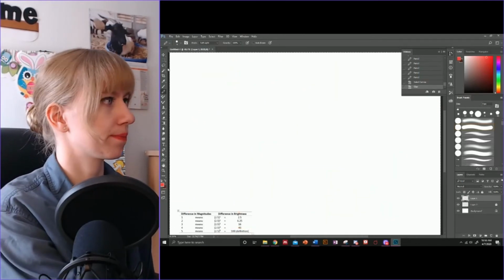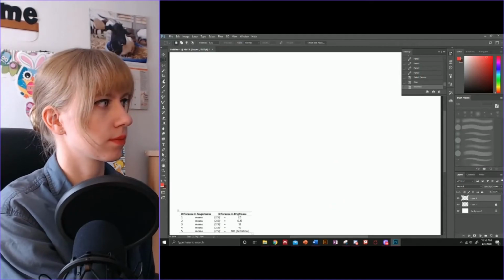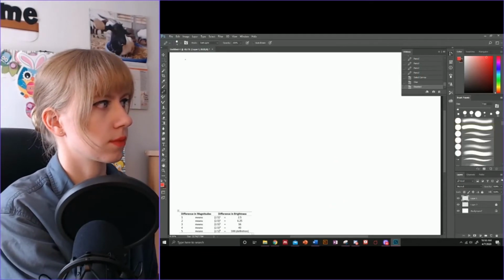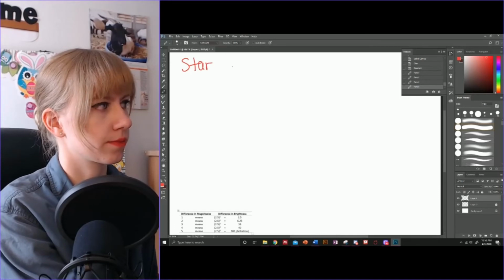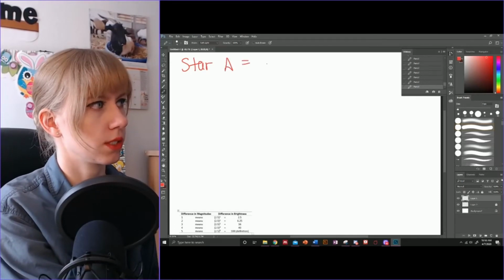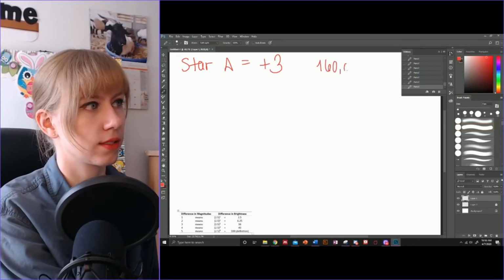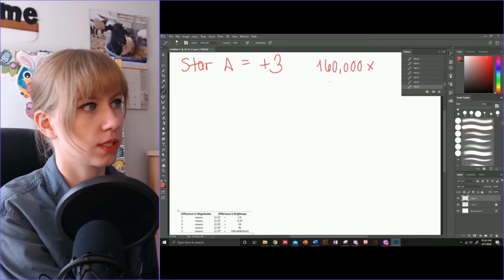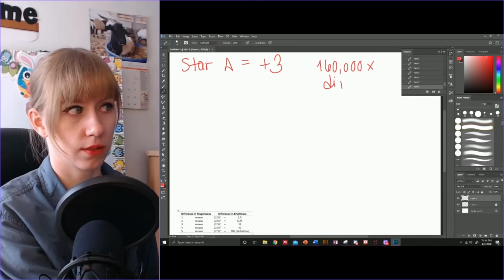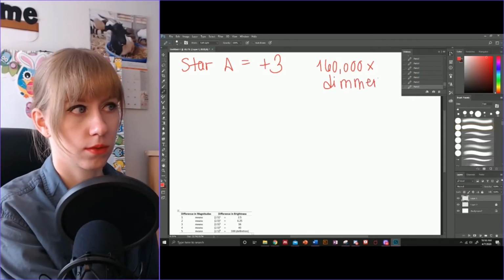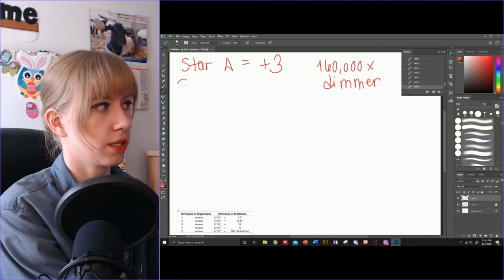Alright, let's try another one. Same thing. Star A is equal to +3, and it is 160,000 times dimmer. This is our difference in brightness again. Star B is what we need to find out.